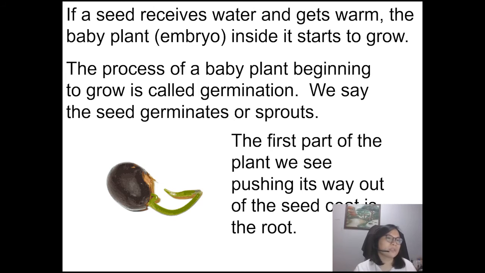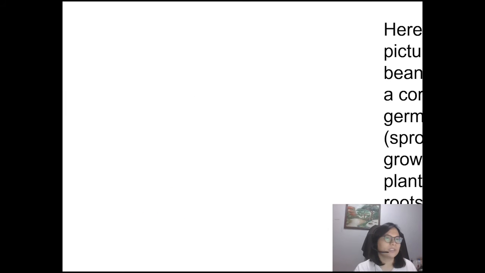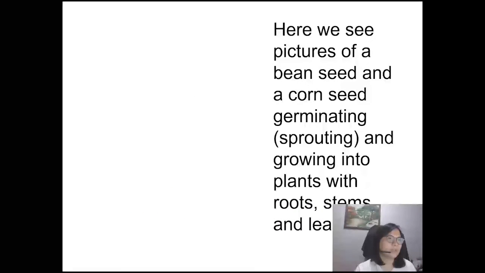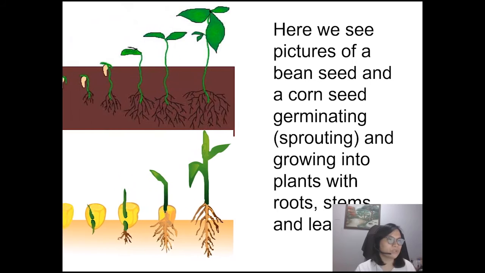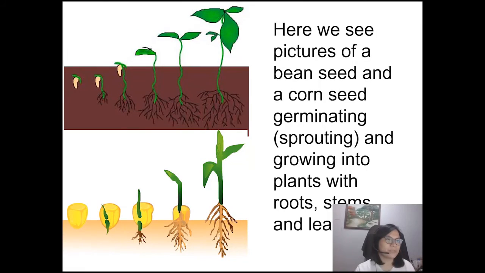So the first part of the plant we see pushing its way out of the seed coat is called the root, which is found over here. So alright, here we would like to show you the picture of a bean seed and a corn seed that is already sprouting or starting to germinate. So this is how it looks.